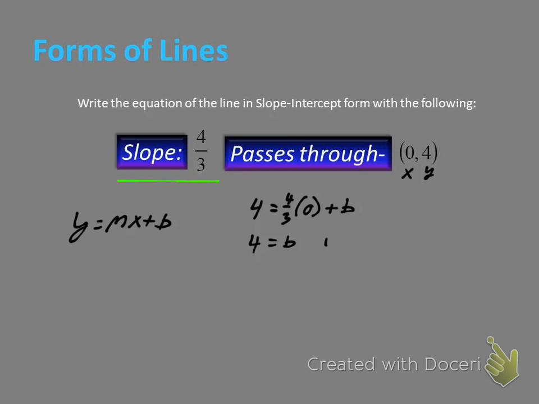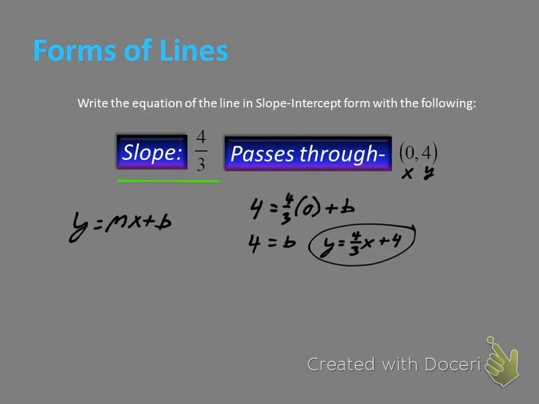And then your last step, rewrite it with the slope and the y-intercept. So y equals 4/3 x plus 4. All your answers today are going to be y equals. All in slope-intercept form.